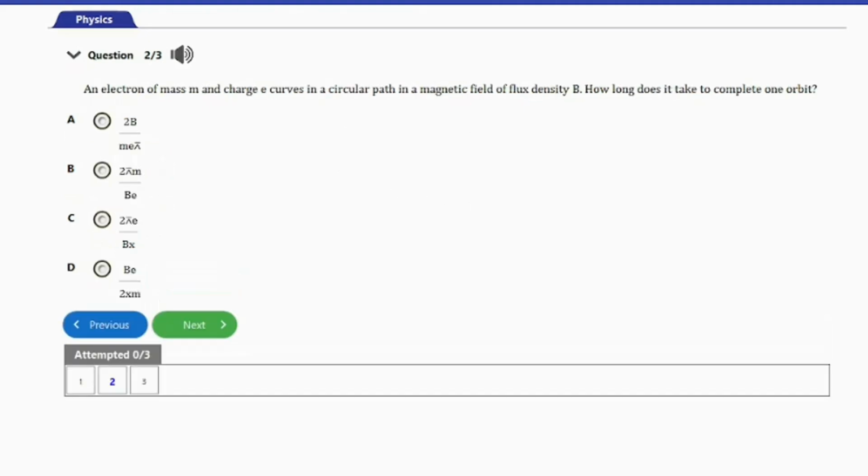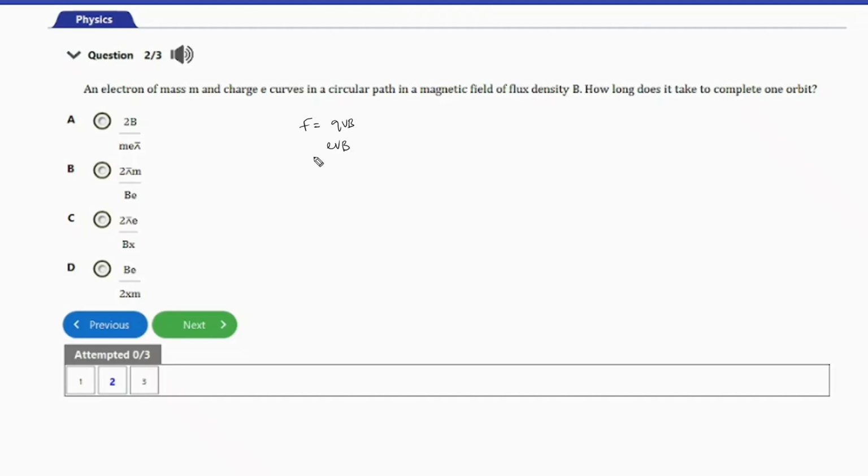The next question here is question number 2. It says, an electron of mass m and charge e moves in a circular path in a magnetic field of flux density B. How long does it take to complete one orbit? To know how long it takes to complete one orbit, we are going to recall that F is equal to QVB. But in this question, we are going to use e instead of Q, since the charge is represented as e here in the question. So that will be eVB.